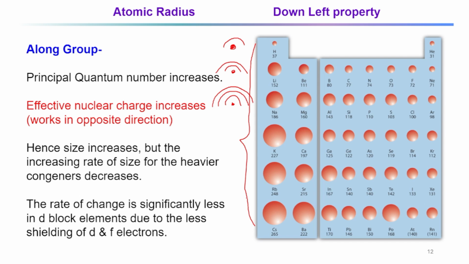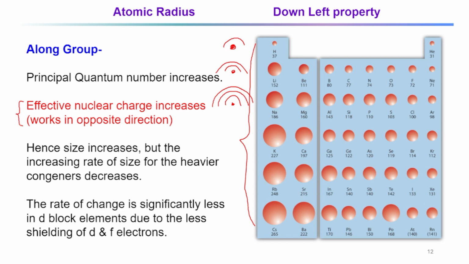So as we go from top to down, the principal quantum number increases, means the number of shells increases. Now effective nuclear charge also increases a little bit, but that is a minor factor. So the red ones, I have written the minor factors in red, so these don't contribute much. Even along the period we have seen that electron repulsion was also a factor, but that was also a minor factor, so that's why I wrote it in red.